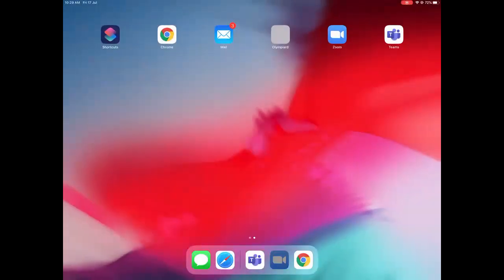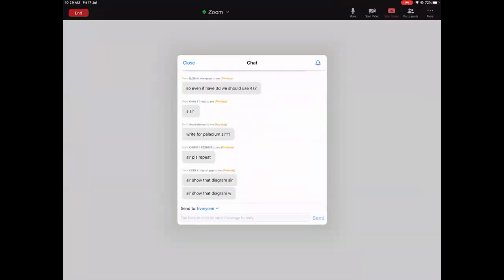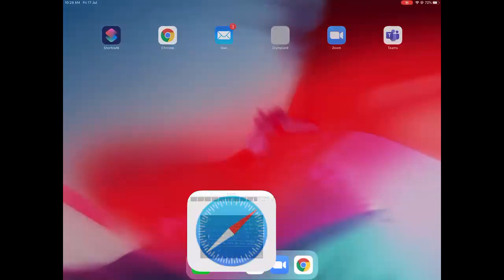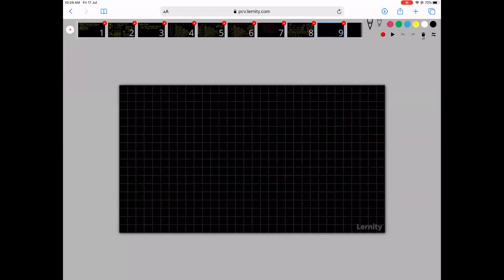If you understand this, I will show the diagram. I will write everything for palladium. Please have patience. All questions will be answered, though not immediately.